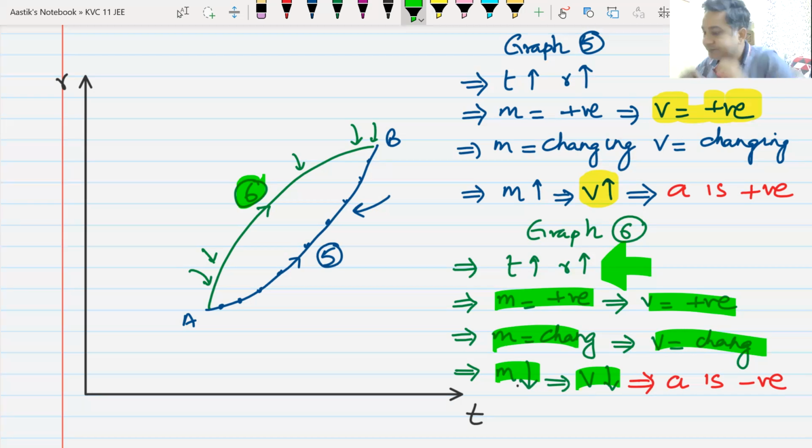Do we understand this? I'll give you a minute to note down this graph. Then we'll move on to the last two graphs with the class.